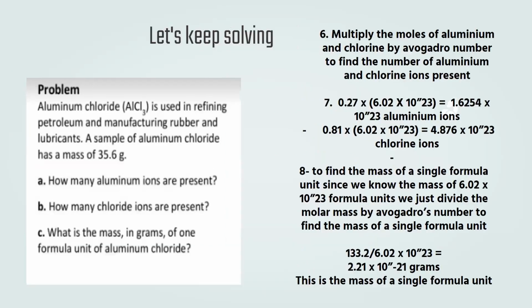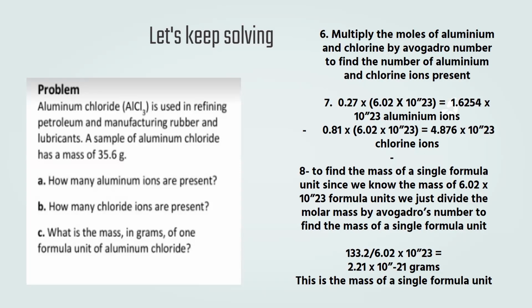Okay, now let's start by solving A, B, and C. So first, A asks us how many aluminum ions are present. Since we know that there is 0.27 moles of aluminum in aluminum chloride, we just multiply that by Avogadro's number, and what do we end up with? 1.6254 times 10 to the power of 23 aluminum ions. Let's do the same for chlorine ions. We know that there is 0.81 moles of chlorine. Multiply that by Avogadro's number, which is 6.02 times 10 to the power of 23. We end up with 4.876 times 10 to the power of 23 chlorine ions.